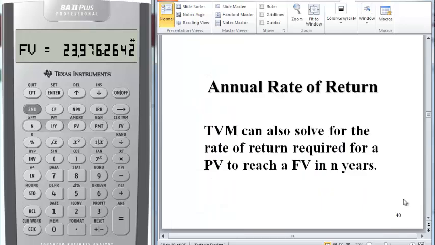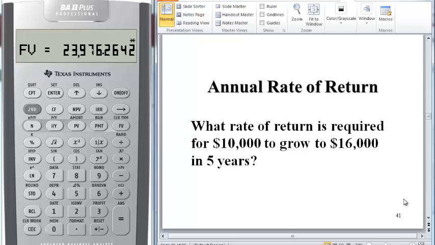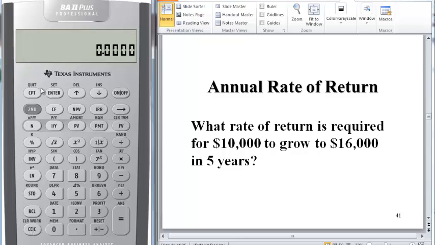Okay, time value of money can also solve for rates of return. So what rate of return is required for 10,000 to grow to 16,000 in 5 years? This is where things become important when we're talking about cash flows. I'll show you what I mean. So let's take 10,000 and make that our present value, because that's what I'm putting in today. Let's take 16,000.